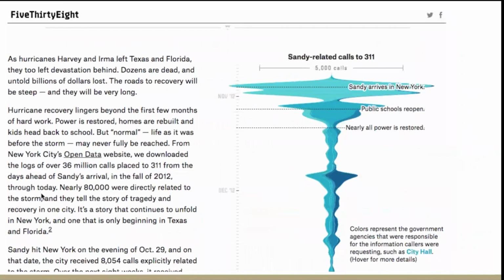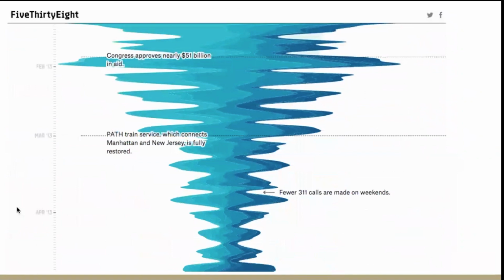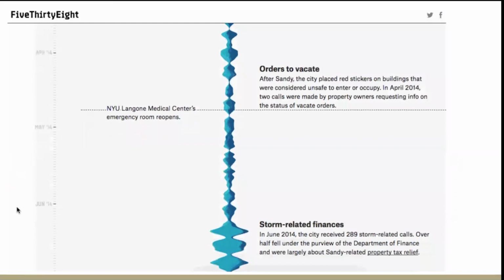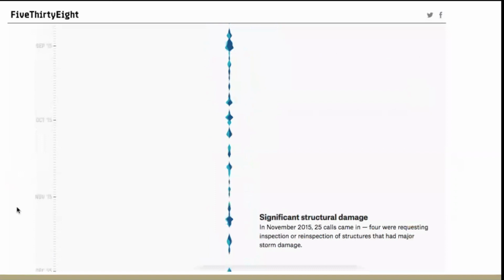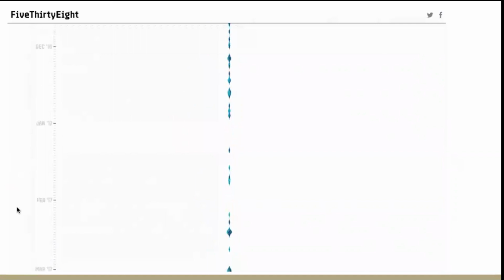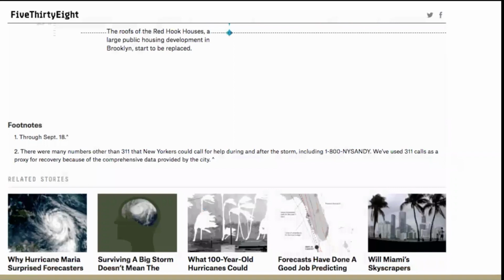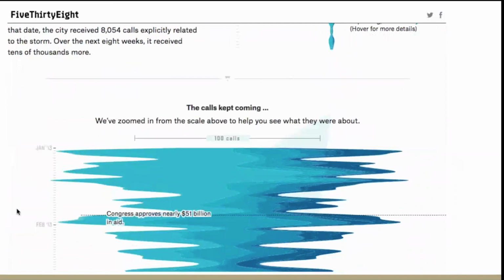538 did this really nice look at how 311 calls in New York kept coming after Hurricane Sandy years ago, about Hurricane Sandy. And you see that at the beginning it starts really big, a big volume of calls, but even years later, the city still gets calls from people concerned about the flood damage, health problems, or insurance problems.